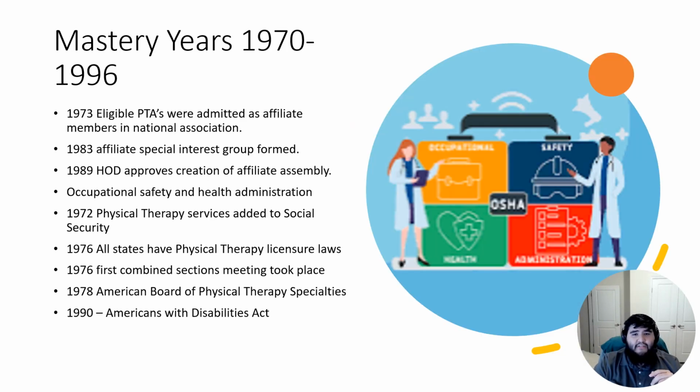Now the mastery years. In 1973, eligible PTAs were admitted as affiliate members in the National Association, which gave them the right to speak and make motions, hold committee appointments, and have representation in the House of Delegates. In 1983, they were also able to create an affiliate special interest group, and in 1989 the House of Delegates approved the creation of the affiliate assembly as well. This gave the PTAs a voice in the association, to help them feel like they're a part of it.